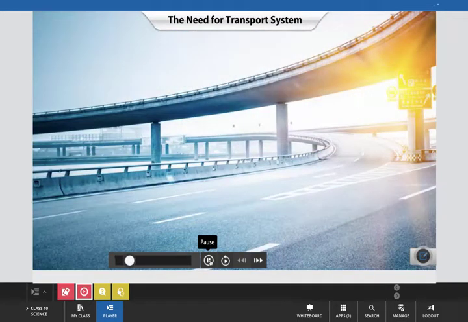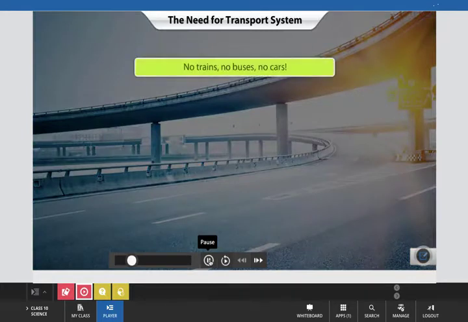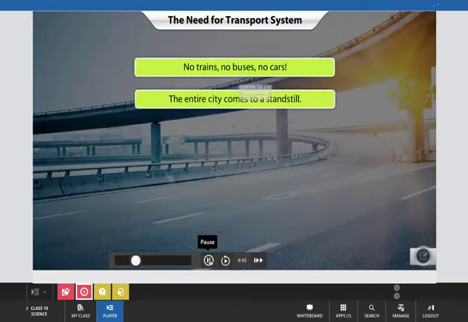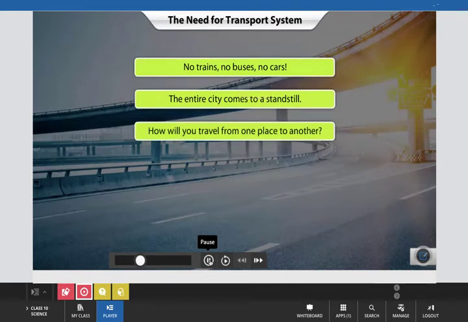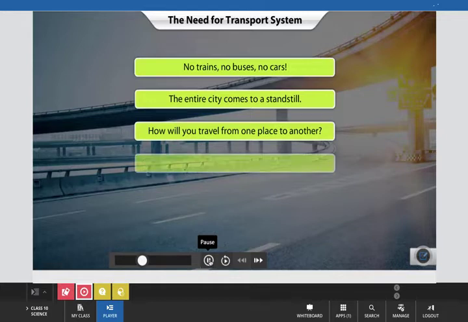Imagine a strike or a Bandh declared in the city. No trains, no buses, no cars. The entire city comes to a standstill, isn't it? How will you travel from one place to another? How will the essential commodities reach people? The entire city life gets disrupted.